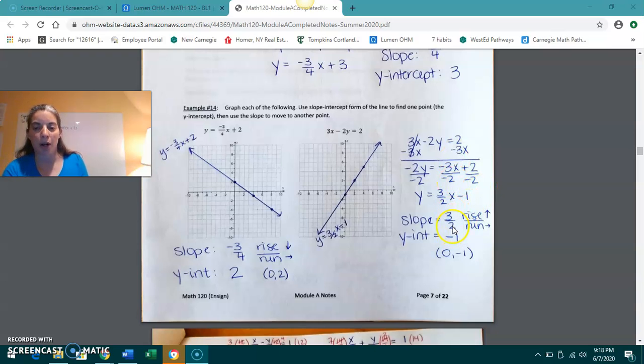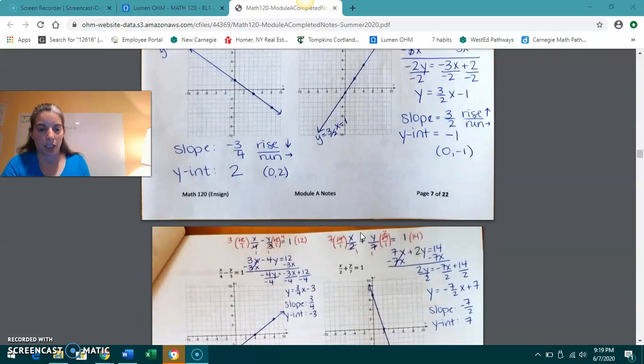Slope. Both parts, the rise and run, are positive, so we're going to go up and to the right. My y-intercept this time is -1, so I start here, 1 below the x-axis. Then I go up 3 over 2, up 3 over 2, and then draw that line.